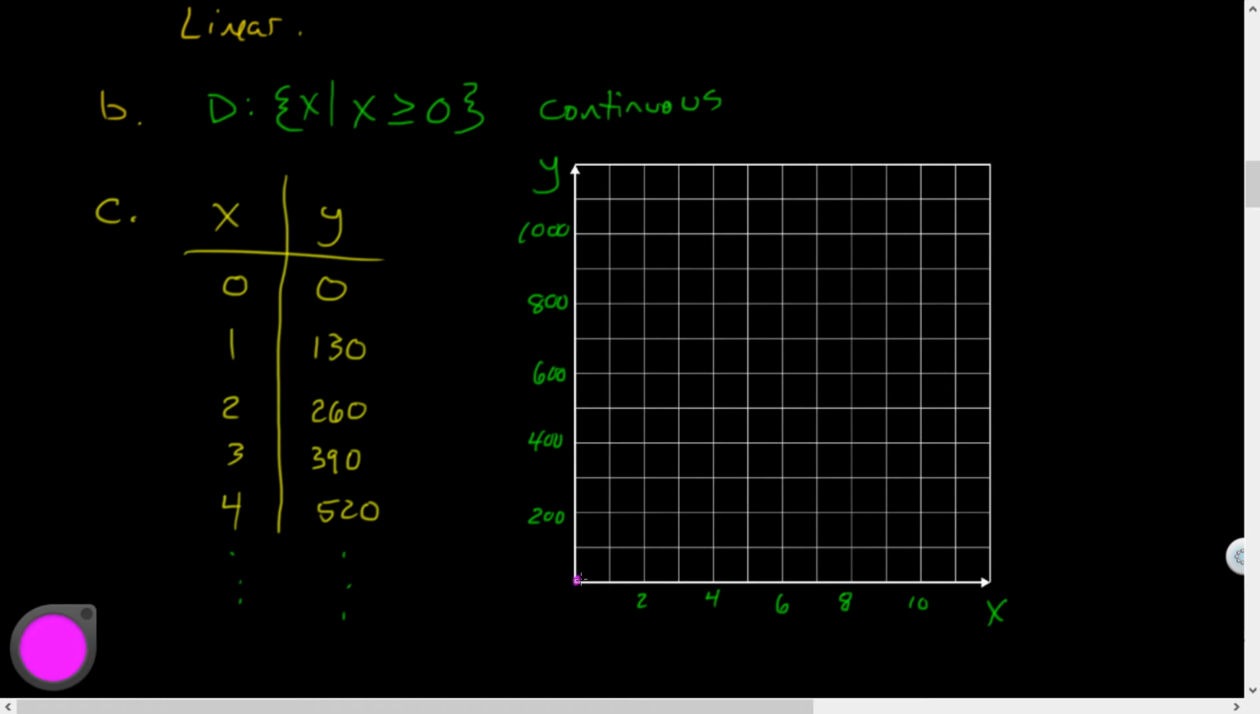I've got 0, 0. I've got 1, 130. So that's going to be 30% of the way between 100 and 200. I've got 2 and 260. So that'll be, let's see, 200 and 300 right here. 3 and 390. And 4 and 520. So 500 is right here, so 20% of the way, something like that.